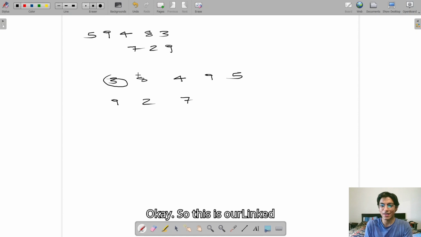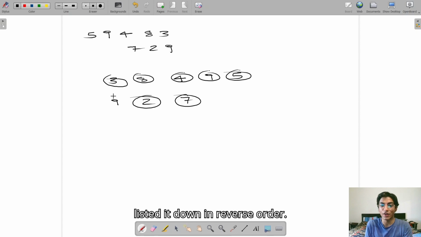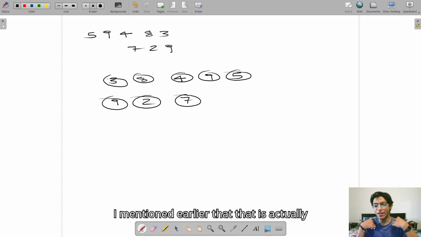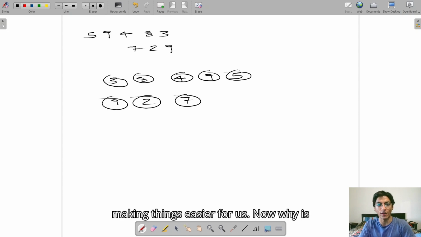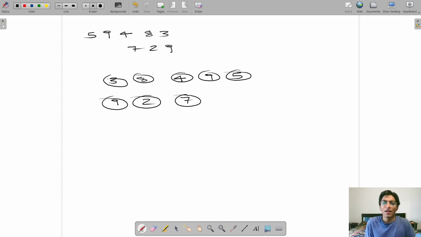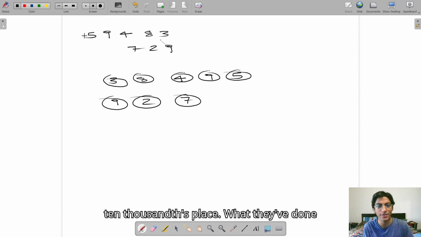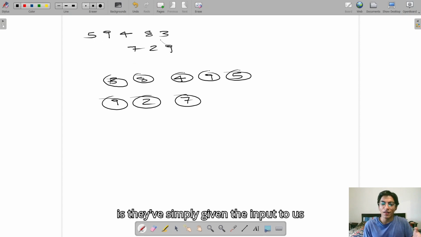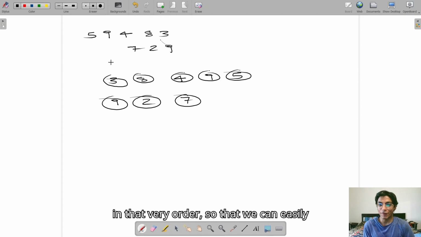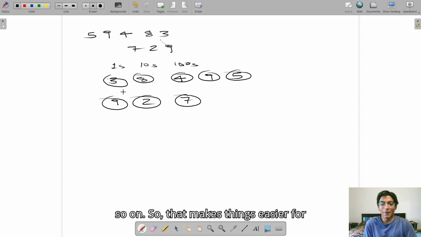Okay, so this is our linked list, right? I have listed it down in reverse order. I mentioned earlier that that is actually making things easier for us. Now, why is that? That is because when we add the numbers, we sum up the ones place followed by tens place, hundreds place, thousands place, followed by 10,000 place. They've simply given the input to us in that very order, so that we can easily solve ones place, tens place, hundreds place, thousands place, and so on. So that makes things easier for us.